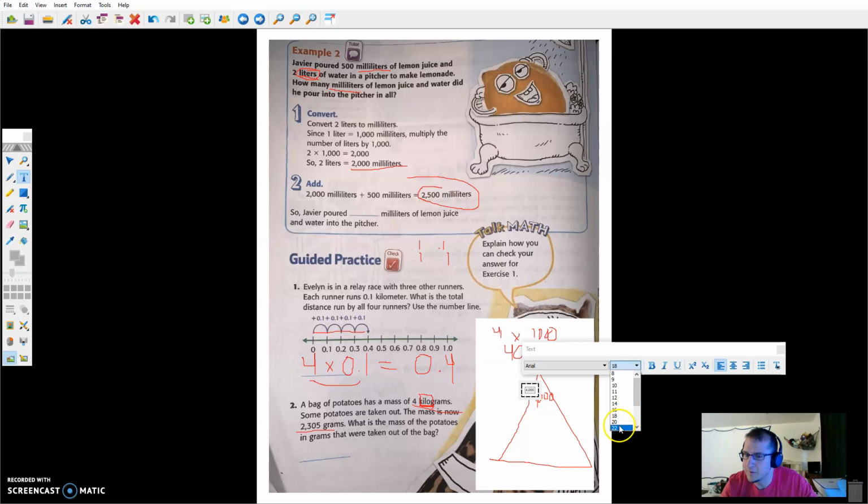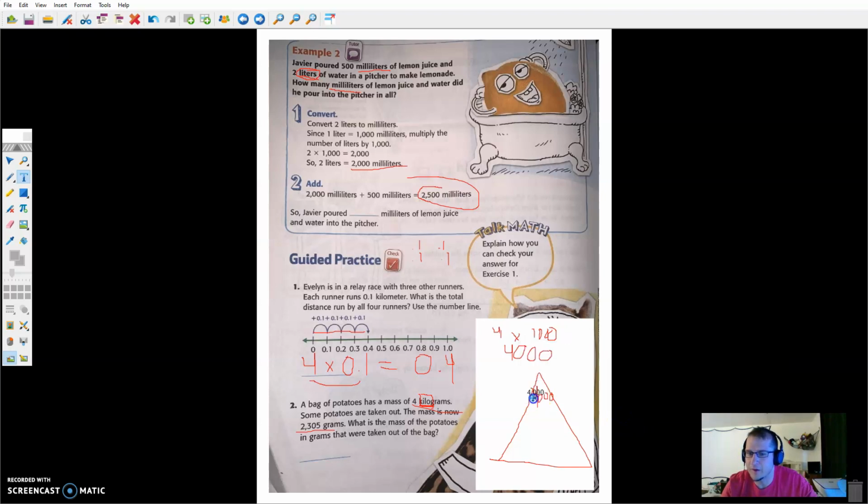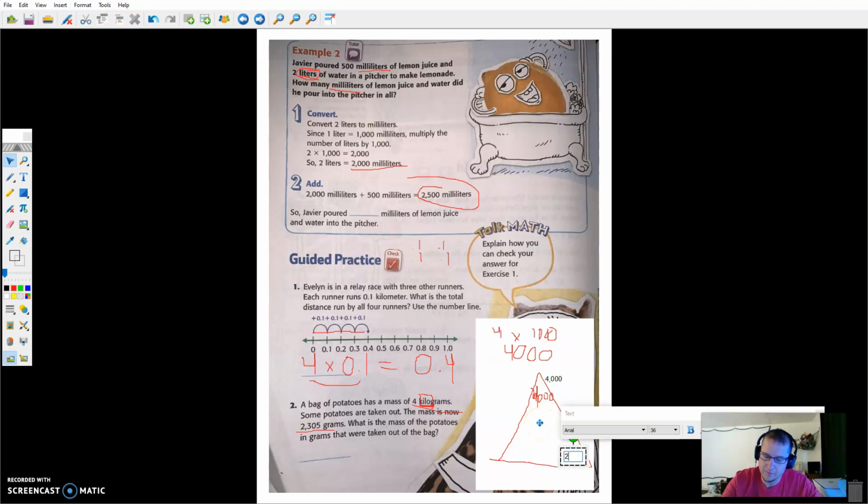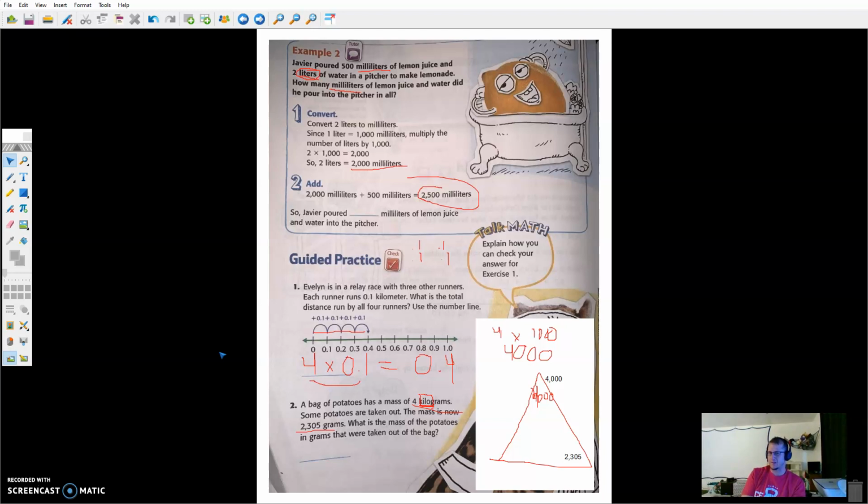If my total is 4,000, and on one side I have 2,305. Now I know that something, that's what we're trying to figure out here, maybe we'll call that X, that's our unknown, plus 2,305 is going to equal 4,000.